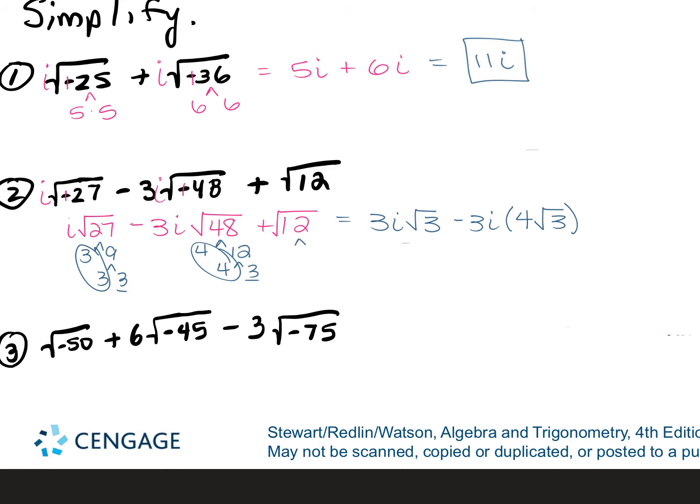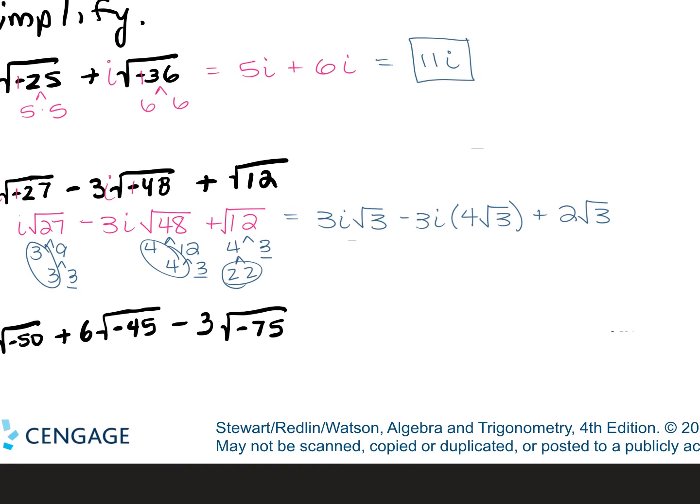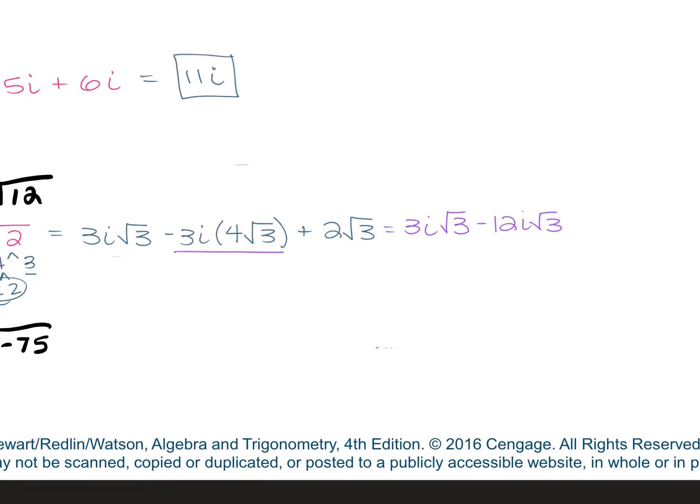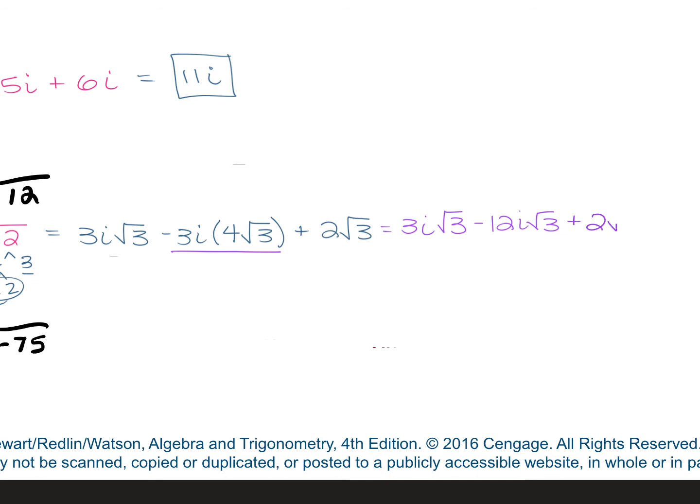Then that square root 12. 12 is 4 and 3. 4 is 2 and 2. 2's pair up. 3 stays under. So that's just going to be 2 square root 3. From here, you are going to multiply that -3i and that 4 square root 3. This is going to give you 3i square root 3 minus 12i square root 3 plus 2 square root 3.